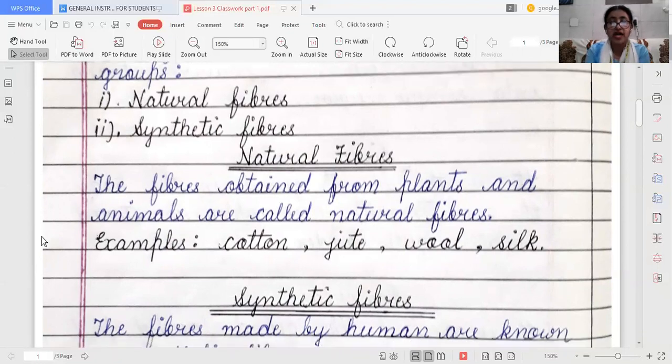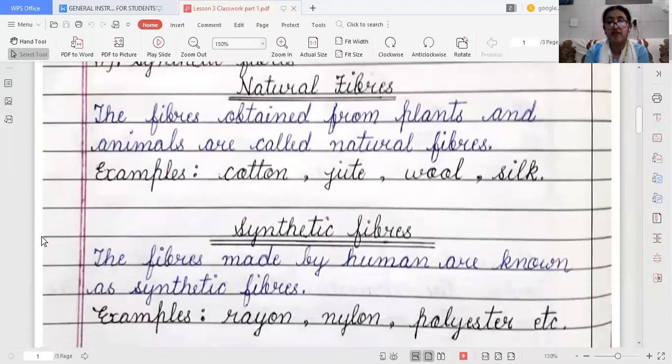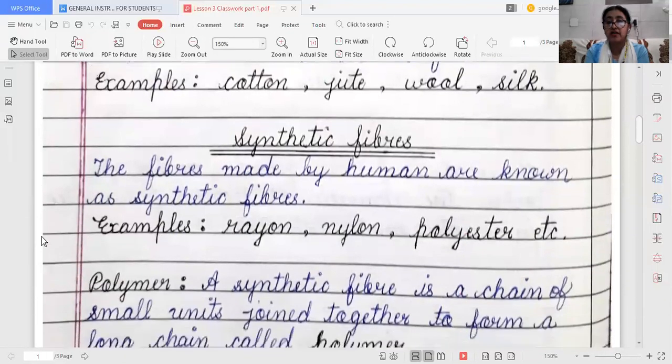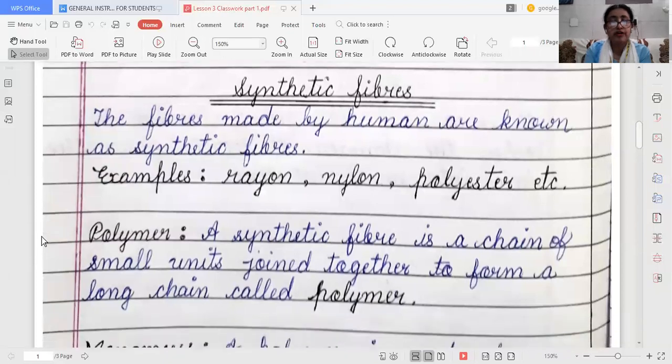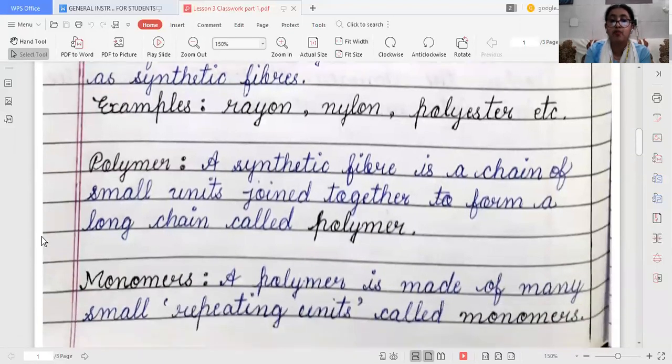But in this chapter, we have to go to synthetic fibers. Now, what are synthetic fibers? The fibers which are made by humans, by artificial methods with the help of chemicals, are known as synthetic fibers. Synthetic fibers are also known as man-made fibers or artificial fibers. A few common examples are rayon, nylon, polyester. Now, the most important thing in synthetic fibers is the polymer.